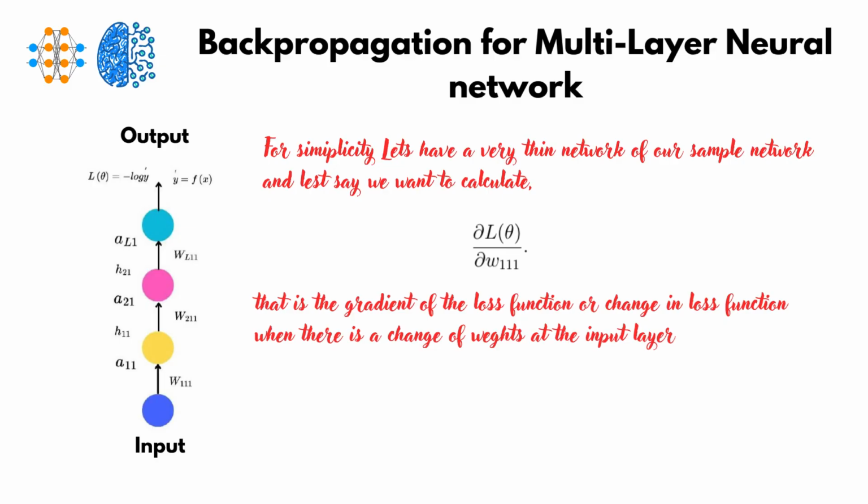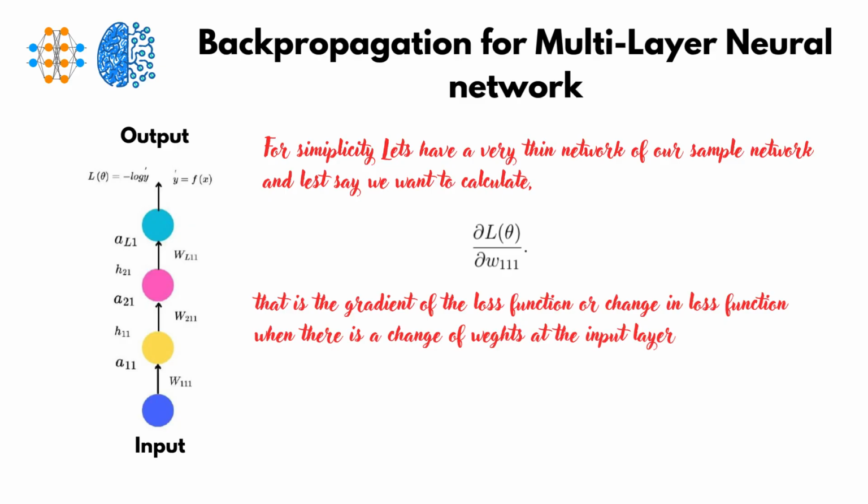The weights connecting these neurons are represented by W111, W211, and WL11. The network performs the forward pass and finally produces a prediction denoted by Y. Once the prediction is obtained, we calculate the loss function represented by L theta, which measures the difference between the predicted output and the actual target.